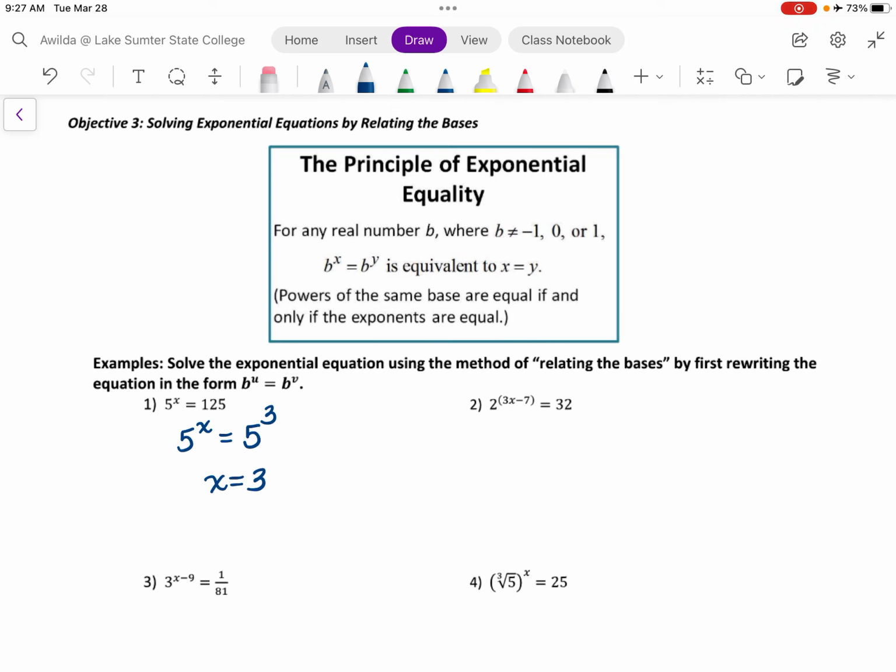In the next example, we have 2 to the 3x minus 7 power is equal to 32. Well, the left-hand side is already written as a power of 2, but I'm going to rewrite 32 as 2 to the 5th power, because 2 to the 5th power indeed does equal 32. So I have two powers that are equal, and they have equal bases, so their exponents must also be equal. This gives me a linear equation that's quite simple to solve. I first add 7 to both sides to get 3x is equal to 12, and then I divide both sides by 3 to get that x must equal 4.